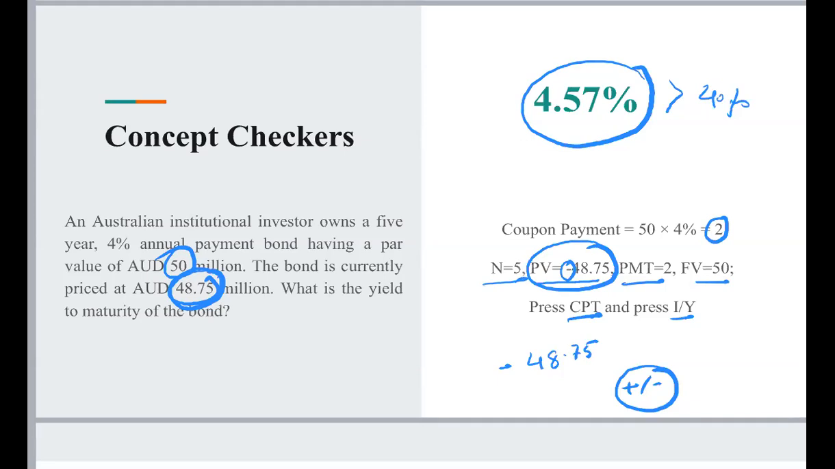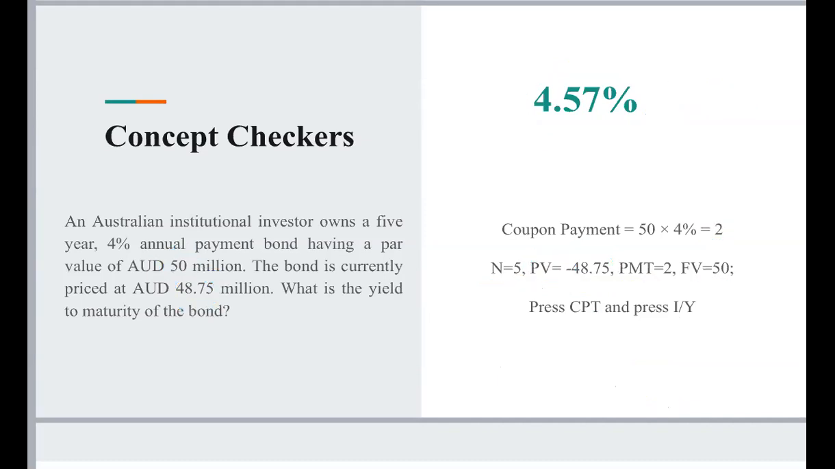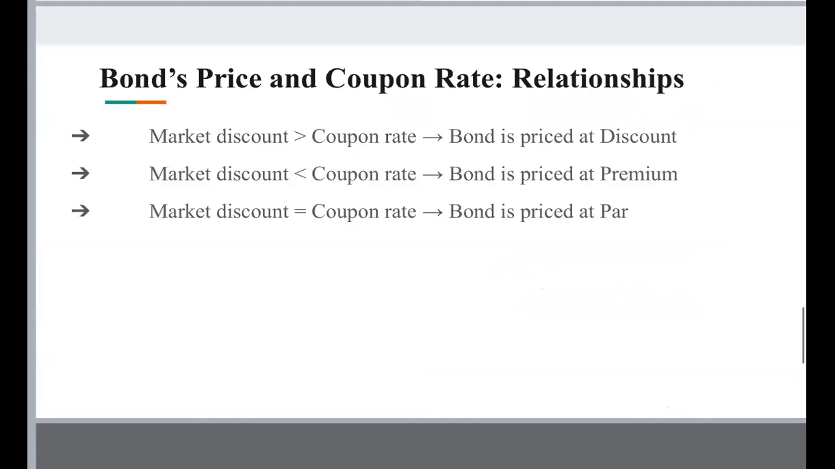So if the price of a bond is below par, the YTM is higher than the coupon rate. Alternatively, we can say if the YTM is higher than the coupon rate, the bond will be priced at a discount. If the YTM is lower than the coupon rate, the bond will be priced at a premium. If the YTM is equal to the coupon rate, the bond will be priced at par. So that's the relationship between price, coupon rate and the bond's YTM.